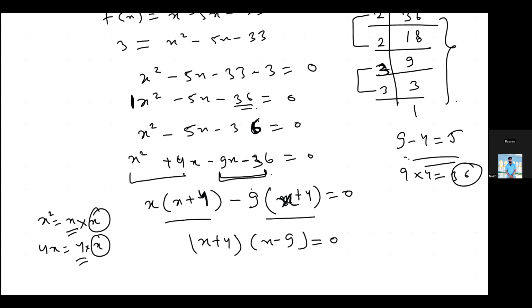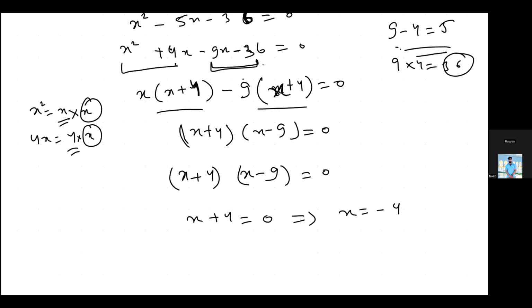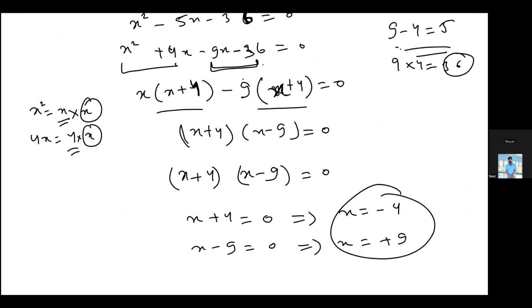You have two factors, x plus 4 and x minus 9. You can put them equal to 0 and find out the value of x. Here it would be minus 4 and one time it would be plus 9. They said find the possible values of x, so you find out the possible values of x for this. So this is called factorization or splitting the middle term.